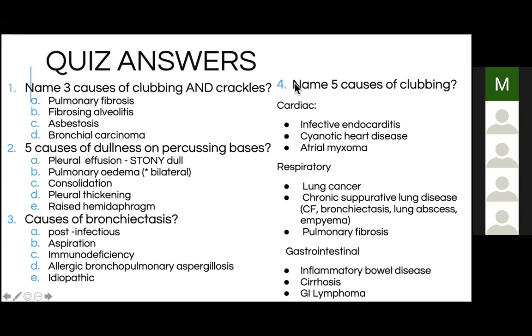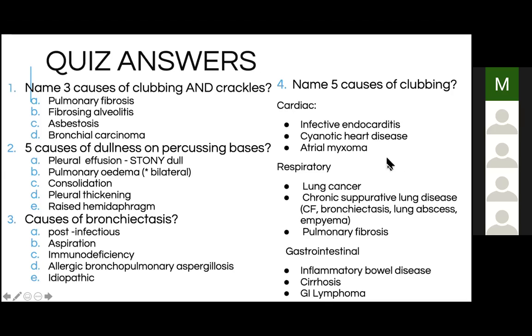Causes of bronchiectasis, so post-infectious. So if you had a serious infection as a child, it could predispose you to developing bronchiectasis. Aspiration, so especially in alcoholics. Immunodeficiency, allergic bronchopulmonary aspergillosis, and then idiopathic.